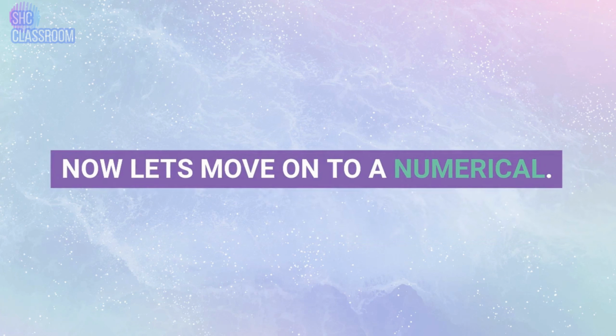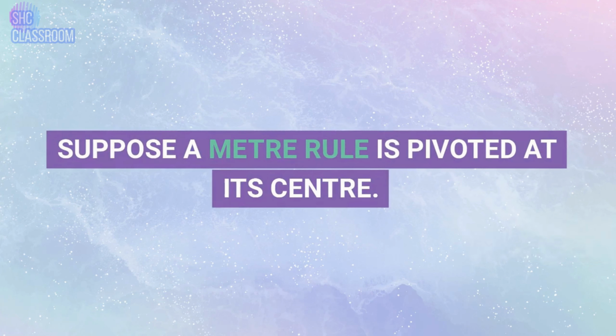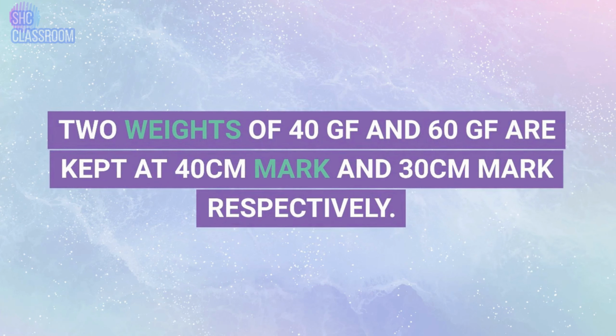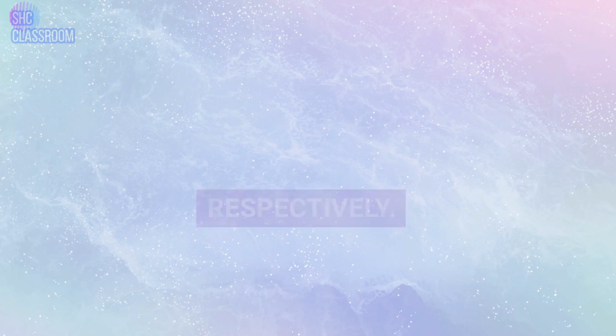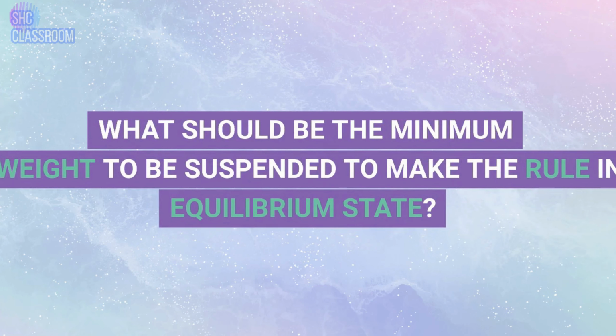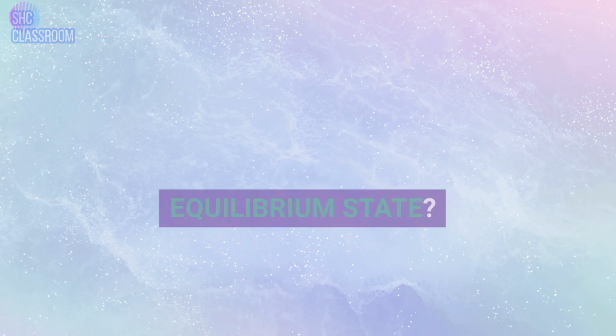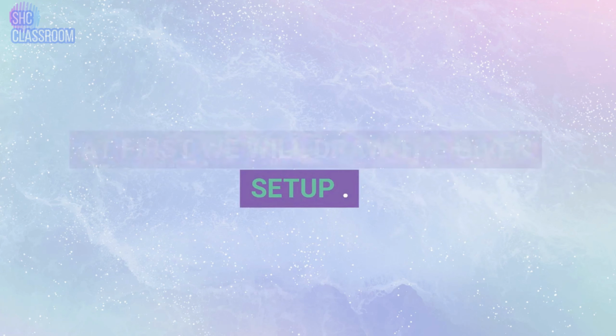Now let's move on to a numerical. Suppose a meter rule is pivoted at its center. Two weights of 40 gf and 60 gf are kept at the 40 cm mark and 30 cm mark respectively. What should be the minimum weight to be suspended to make the rule in equilibrium state? At first we will draw the given setup.